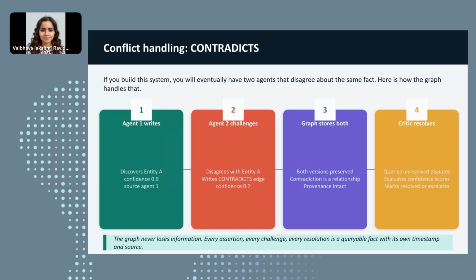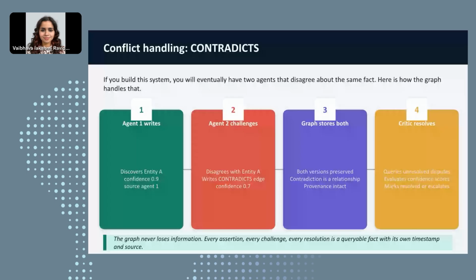Now, I would like to cover conflict handling. If you build this system, you will eventually have two agents that disagree about the same fact. Here is exactly how the graph handles it. Let's say agent 1 writes an entity. Agent 2 reads it and then disagrees. Instead of overwriting, agent 2 writes a contradicts edge pointing from its new entity to the existing one. And that edge carries the reason for the disagreement, the confidence score, the agent ID, and a timestamp.